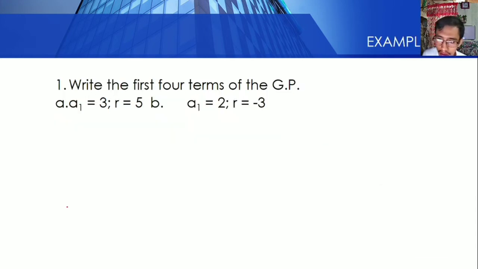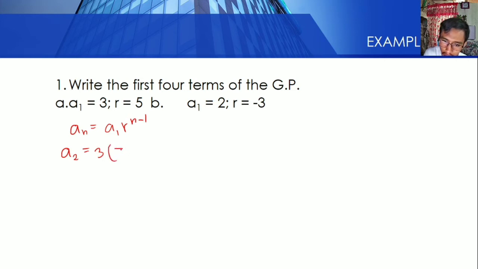So, example, write the first 4 terms of the geometric progression. So, letter A. So, sabi natin, let's use the formula. So, a sub n is equal to a sub 1 times r raised to n minus 1. So, para makuha natin yung second term, a sub 2 is equal to a sub 1, which is 3.